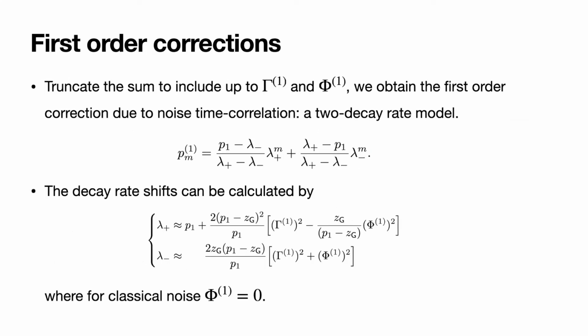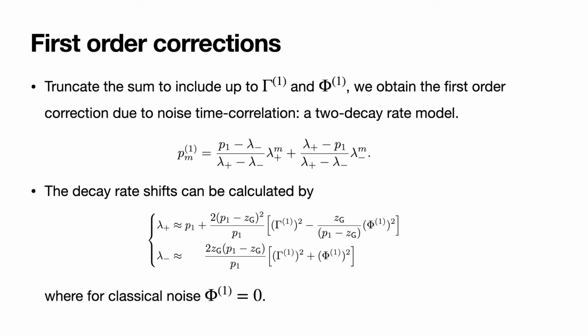For the first order correction, we can truncate the sum in the exponent to include up to gamma 1 and phi 1 terms. This approximation takes account of the contributions from neighboring gates. In the end, we arrive at a two decay rate model, where Pm is characterized by two exponential decay rates, lambda plus and lambda minus. We can further calculate the decay rate shifts away from the zero order values of 1 and 0 due to the first order correction in terms of the decoherence functions.